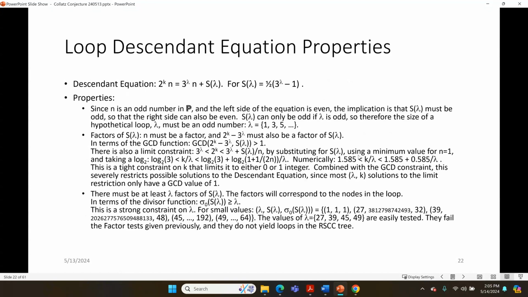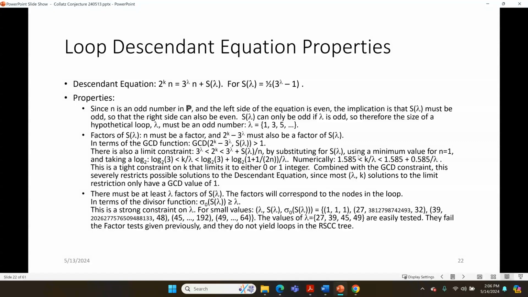S of lambda is only odd if lambda is odd, so we can only consider cases where lambda is 1, 3, or 5, and so forth. The factors of S of lambda must also be satisfied, so 2 to the k minus 3 to the lambda must be a factor of S of lambda, and then n would also be a factor of S of lambda. So that means the GCD of 2 to the k minus 3 to the lambda and S of lambda has to be greater than 1.